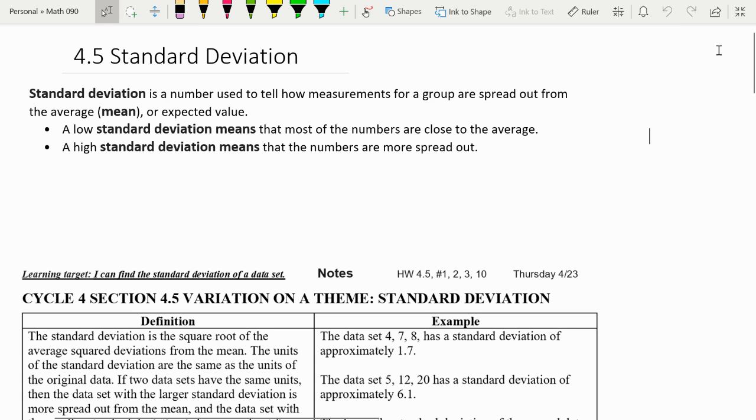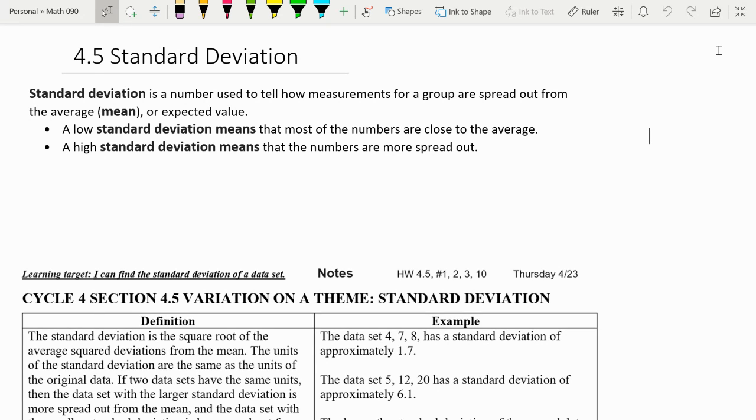Alright guys, so 4.5, we're going to be talking about standard deviation. All standard deviation is, you're going to have a list of numbers, and standard deviation just tells us how spread out these numbers are. Are they tight together, really close together? Or are they really spread out?